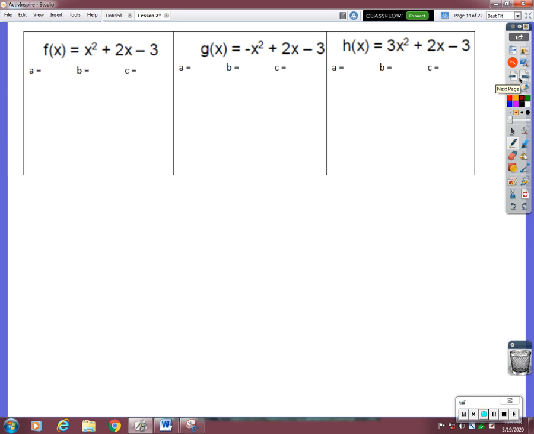So these we were supposed to figure out what A is and B is and C is, and then look at the graph, and I'd call on people and say, hey, what's A, and what's B, and what's C, and what's the y-intercept, and is it going to be narrow or is it going to be wide, and is it going to be opening up or is it going to be opening down?